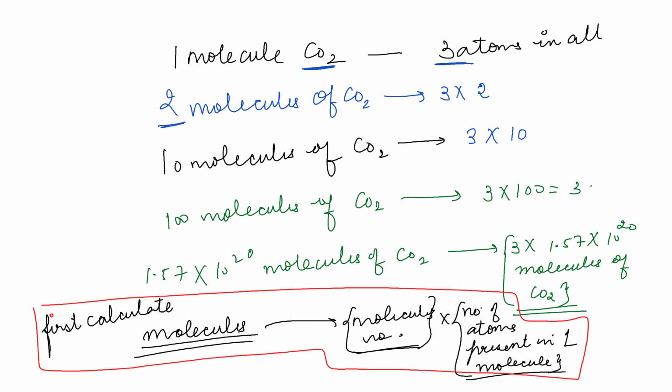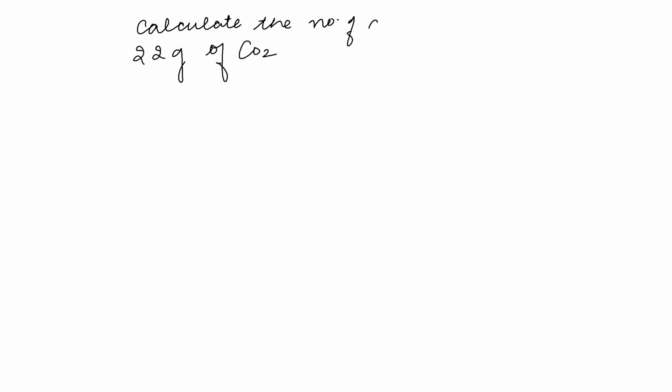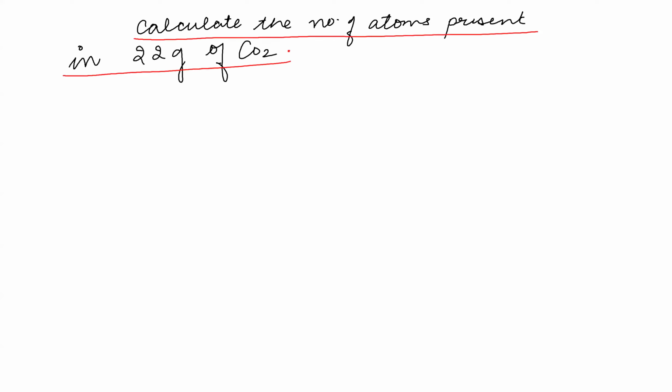In the previous question, I had given you 22 grams of CO2 and I wanted you to calculate the number of atoms present in 22 grams of CO2. That's what I wanted to do. So what will I say? Calculate the number of atoms present in 22 grams of CO2. So what does that mean? Just tell me.